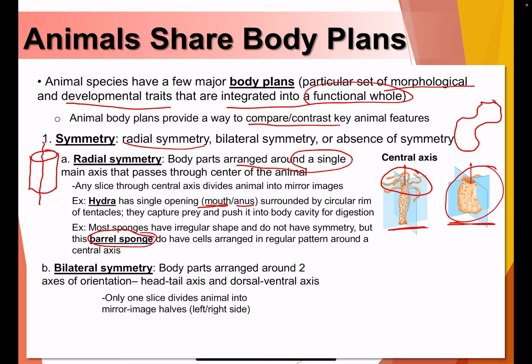This is when body parts are arranged around two axes of orientation, a head-tail axis and a dorsal-ventral axis. Dorsal-ventral is an anatomical term where dorsal means the back of the body and ventral means the front of the body, if you're talking about a bipedal organism, meaning they walk on two feet, like an upright human being. But for animals on all fours, like monkeys, dogs, etc., the dorsal will still be their back, but the ventral side is their tummy side.